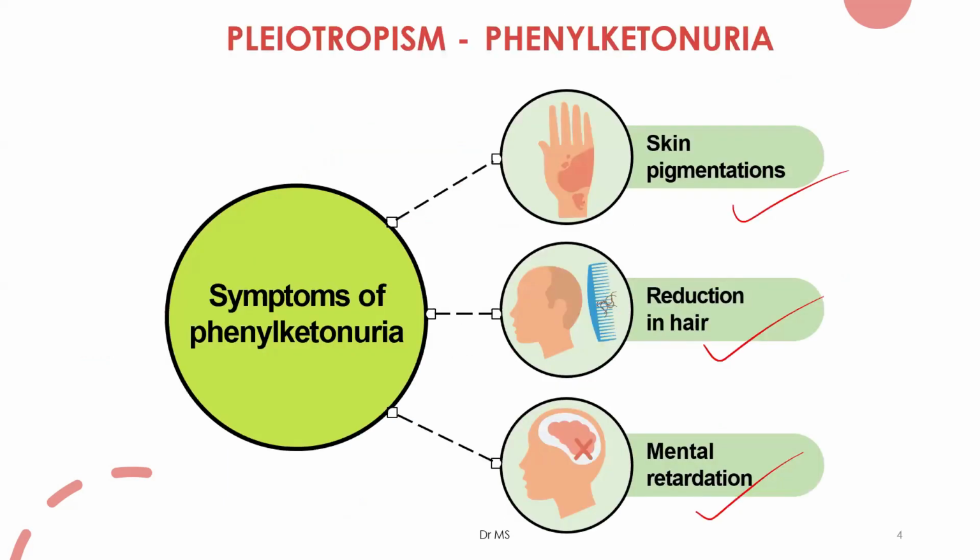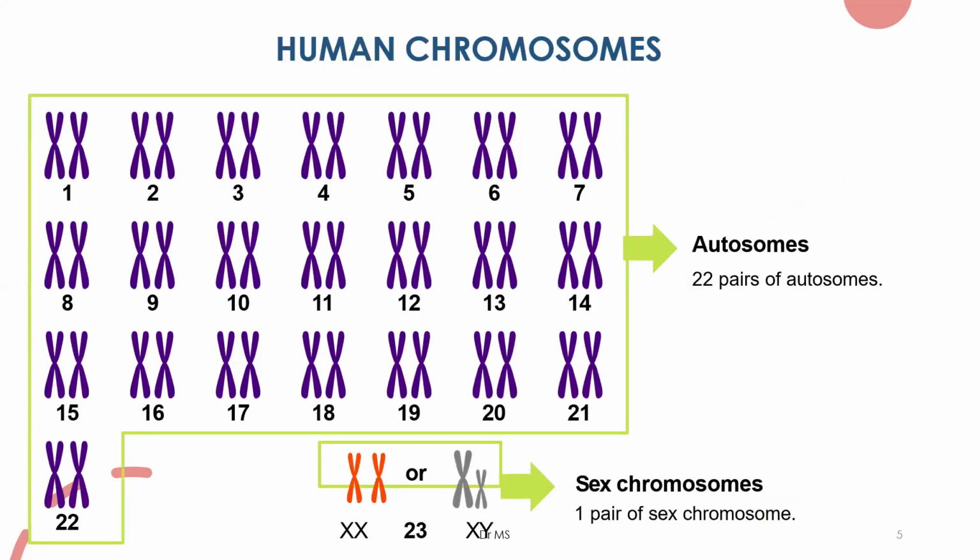Okay. So remember, these are the symptoms of phenylketonuria. And how many chromosomes are present in human DNA?